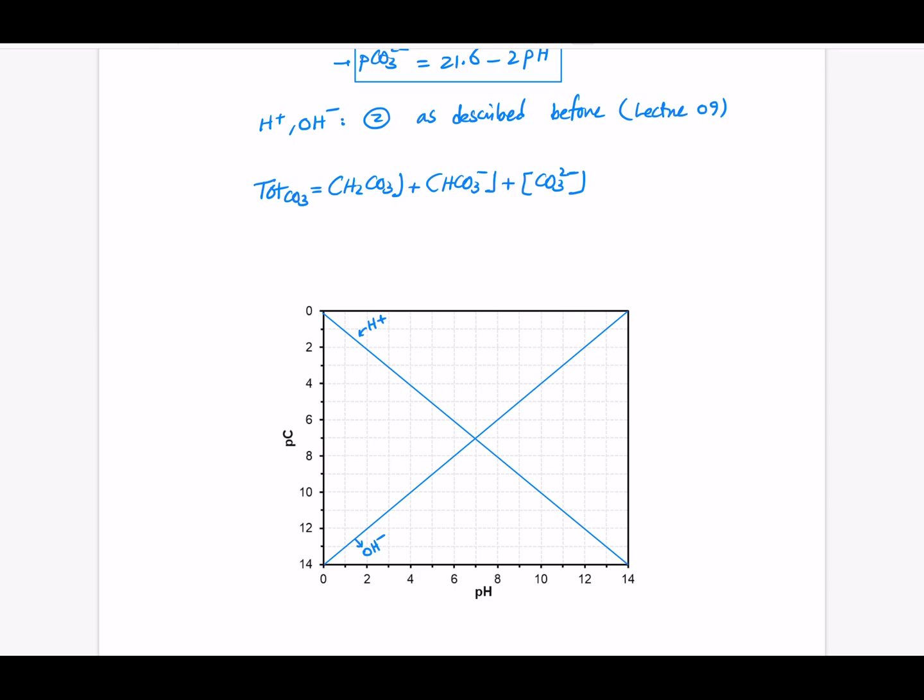So the next one would be basically H2CO3, always equal to 5, right? So that would be this line the whole time. It's not pH dependent. So this is H2CO3, not a pH dependent line.